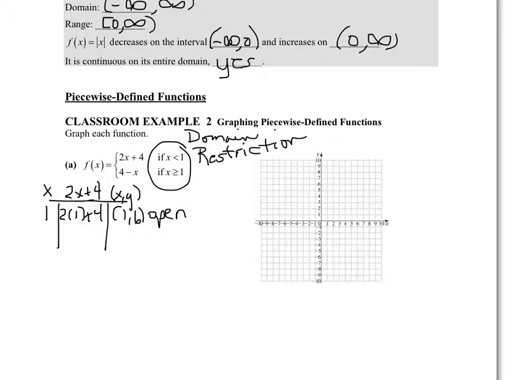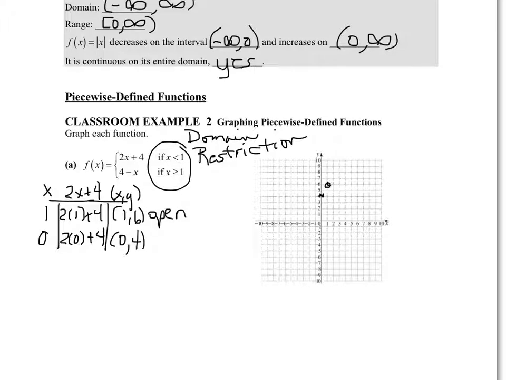So if I go to 1, 6 and put an open circle, I will now find other points. Remember, if I'm drawing a line, I need 3 points to make sure I haven't made any mistakes, and then I can draw in the rest of this graph. All right, what value? Pick something that would be less than 1. I need 0, because remember, my values have to be less than 1. So if I plug in 0, 2 times 0 plus 4 means when x is 0, y will be 4. So I want to put that point on the graph.